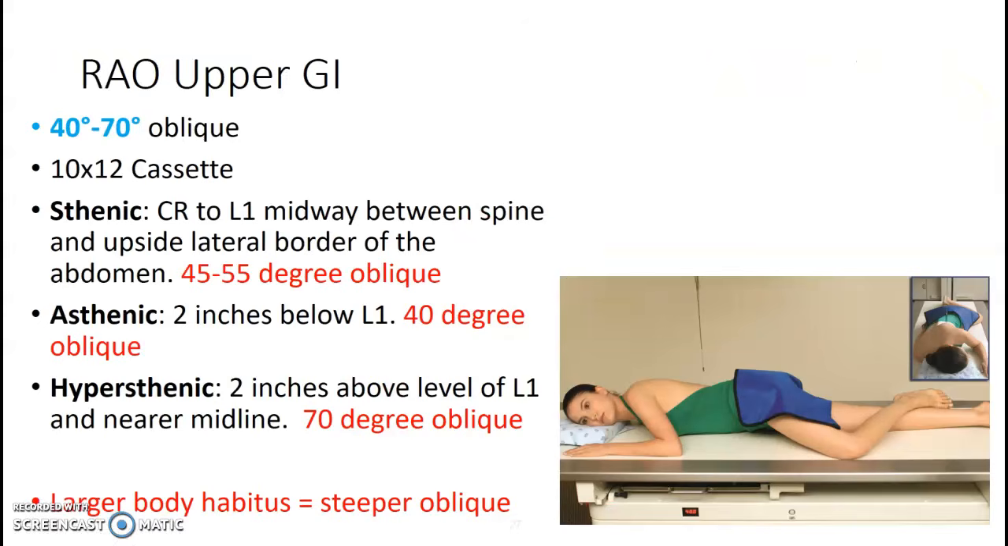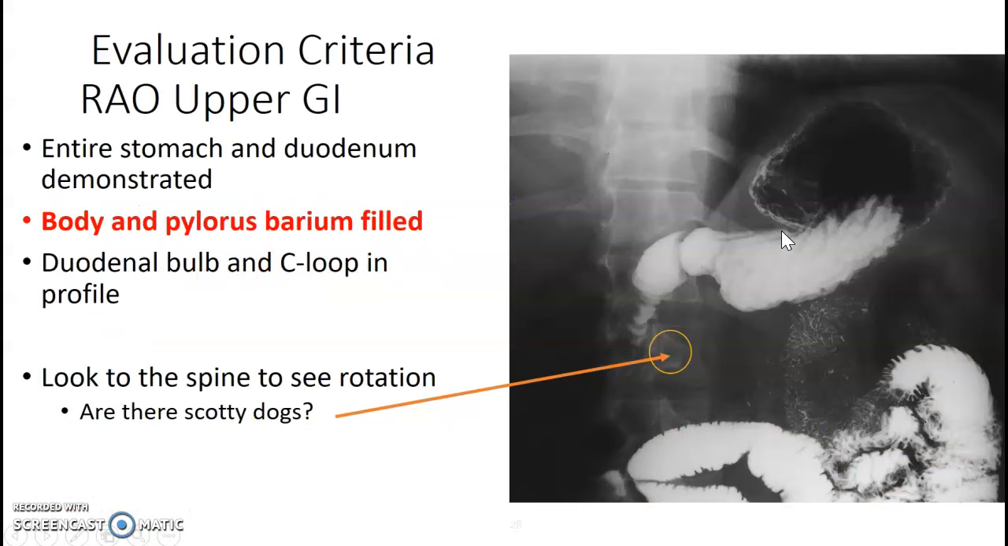Yep, you guessed it. A is prone, B is supine. Textbook overheads that you're never going to see at our clinical site. There's an RAO of stomach. These are going to use a 10 by 12 cassette. It's a 40 to 70 degree oblique. And we're still going for L1. The degree of obliquity gets steeper the larger the body habitus. So your hypersthenic, your kind of big patient here, they're at the 70 degree end. Your asthenic is at the 40 degree. And your sthenic, they're sort of in the middle.